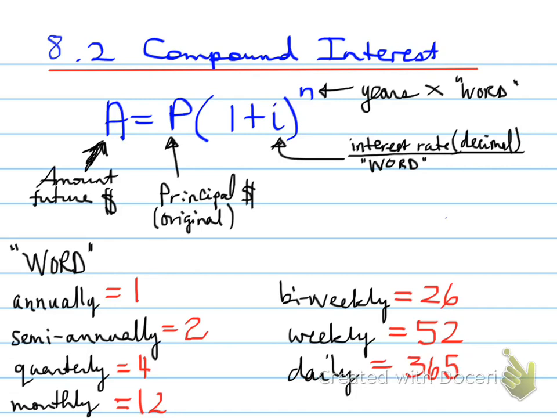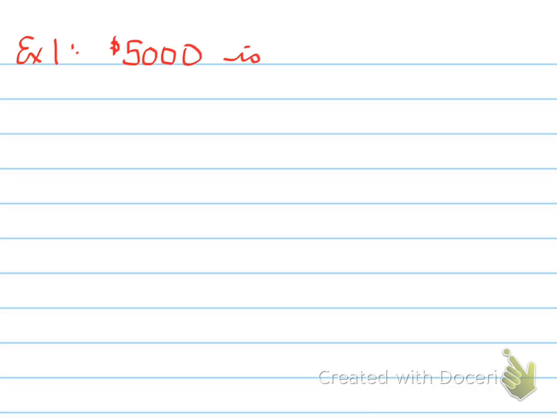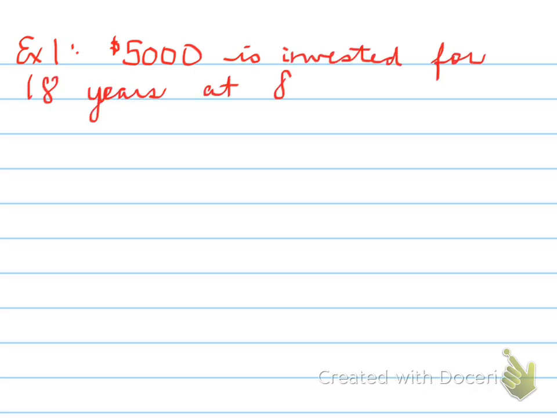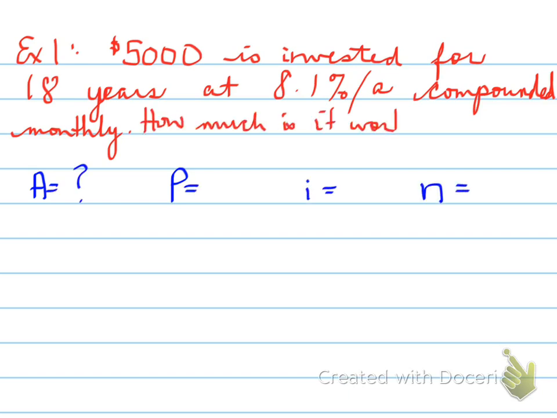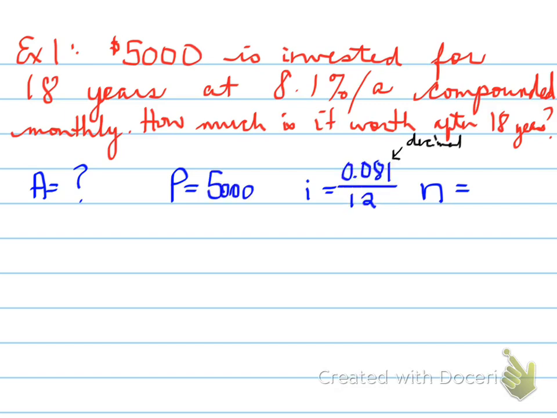So, let's look at some examples that involve compound interest. Example 1. You're asked to take $5,000 and invest it for 18 years at 8.1% per annum compounded monthly. And you're asked, what is the final amount? So how much is it worth after 18 years? So A is what we need to know. After 18 years, how much is this investment worth? P is your principal, what you started with.